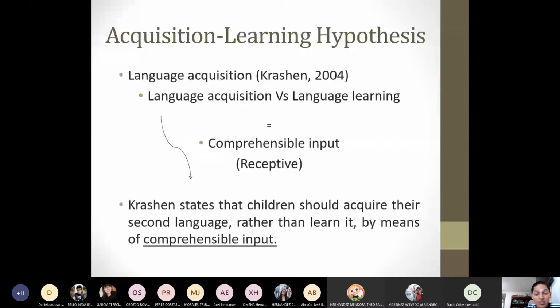Language acquisition takes place the moment a person understands everything that is being said to them. Language acquisition is to understand everything that is written. Okay? At least the main message. Language acquisition is a natural born process. It's a skill we got, okay, since we're born.